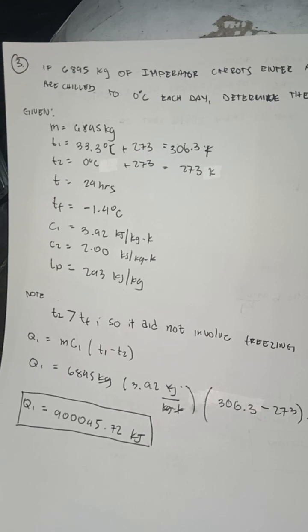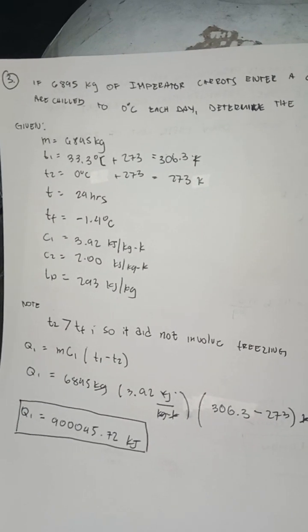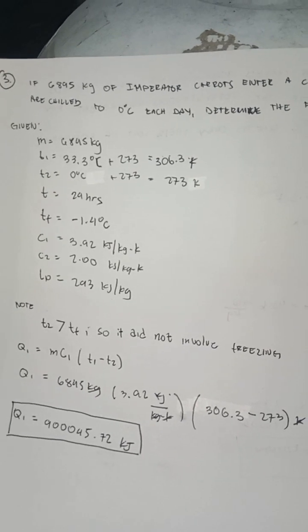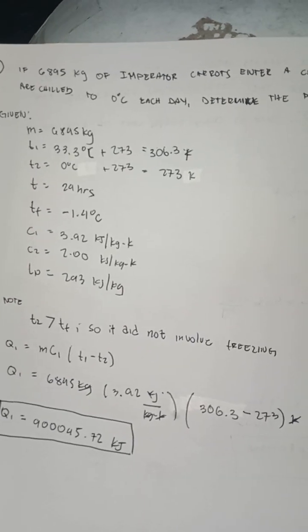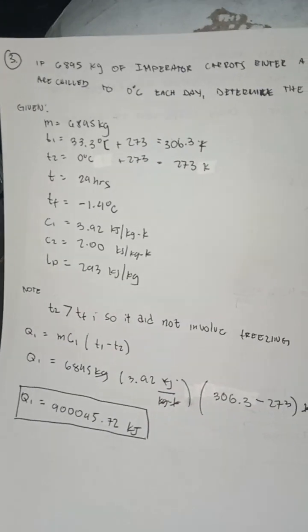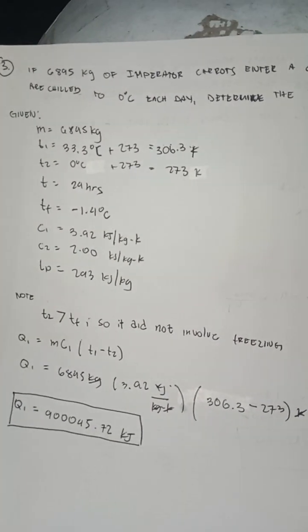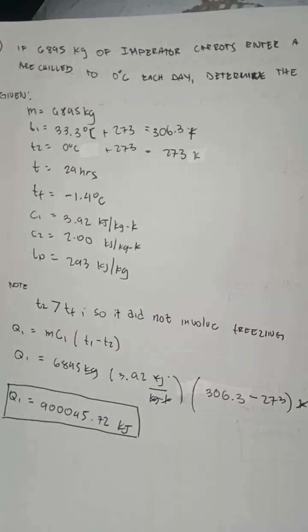C1 equals 3.92 kilojoules per kilogram Kelvin. C2 equals 2.00 kilojoules per kilogram Kelvin. Then the latent heat equals 293 kilojoules per kilogram. Note, T2 is greater than TF. So, it did not involve freezing.